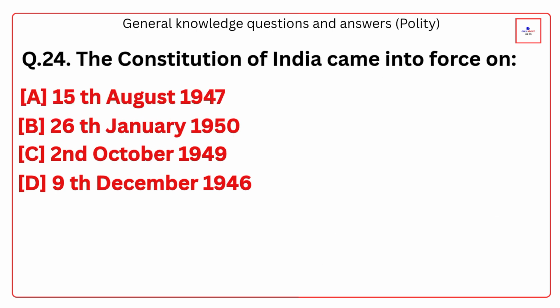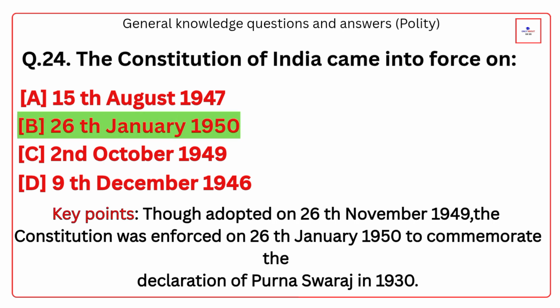The Constitution of India came into force on. Correct answer is 26 January 1950. Though adopted on 26 November 1949, the Constitution was enforced on 26 January 1950 to commemorate the Declaration of Purna Swaraj in 1930.